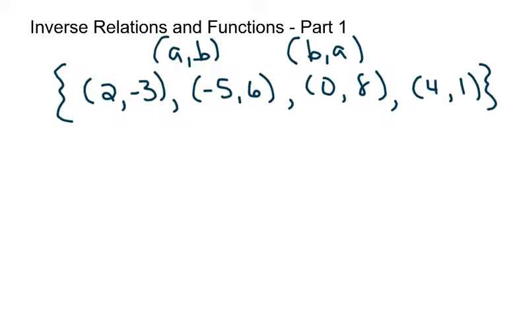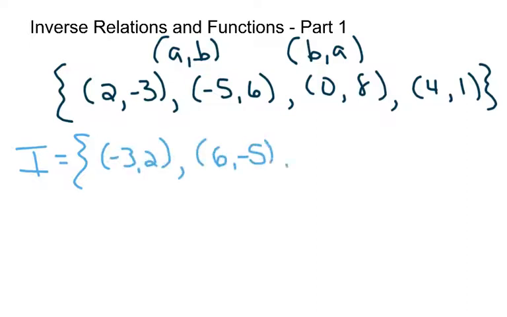So here are four ordered pairs. If I were to say what is the inverse of these ordered pairs, you find them simply by switching them. So the first ordered pair would become -3, 2. The next ordered pair would become 6, -5. The next one is 8, 0. And the last one is 1, 4.